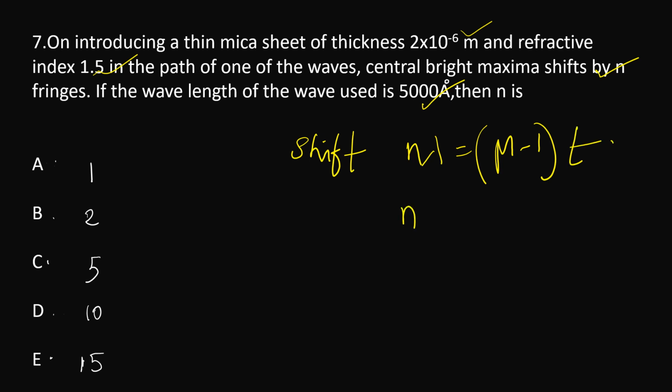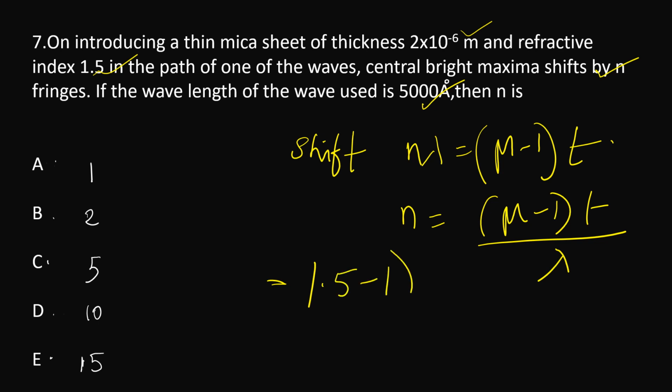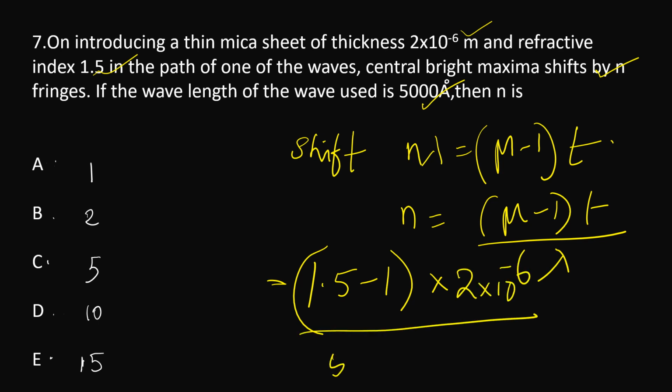We should find out n, that is (μ − 1)t divided by λ, where μ is the refractive index, given by 1.5 minus 1, into t, the thickness, that is 2 × 10^-6, divided by λ, which is 5000 angstrom, that is 5000 × 10^-10. When you calculate this, you will get 2. So option B is the correct one.